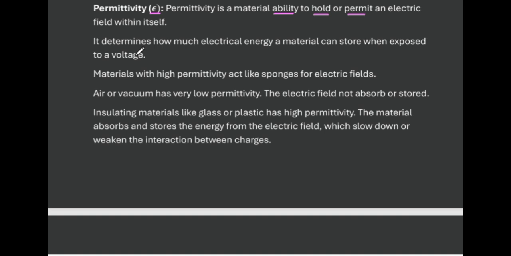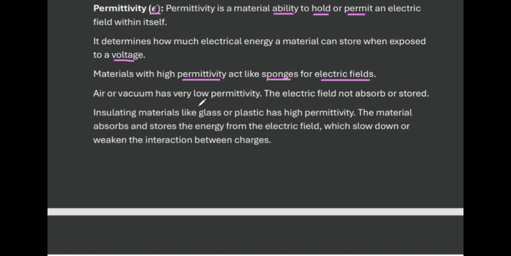Permittivity determines how much electrical energy a material can store when exposed to voltage or an electric field. Materials with very high permittivity act like a sponge for the electric field. It means that they can store the external electric field within themselves and affect the electric force between the charges.